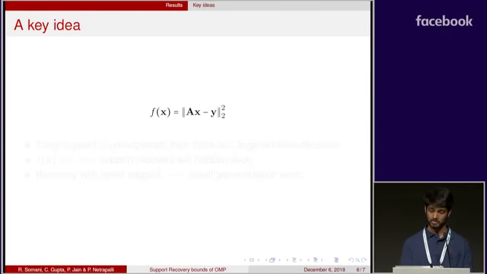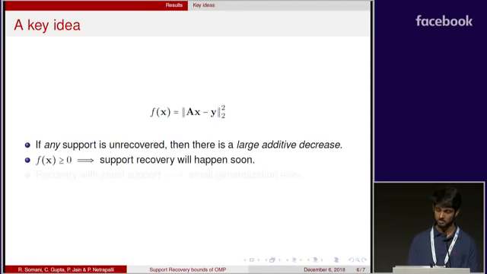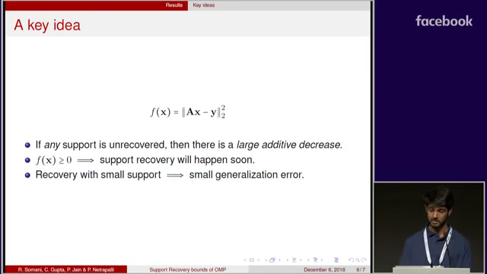Here we would like to discuss a key idea of the work. We show that if after a reasonable number of iterations there is any support unrecovered, then there is a large additive decrease in the function value. And because the function is non-negative, in fact, we can show that the function can be properly lower bounded by a positive quantity. Support recovery will happen very soon. And one can easily show that support recovery with a small support implies small generalization error.